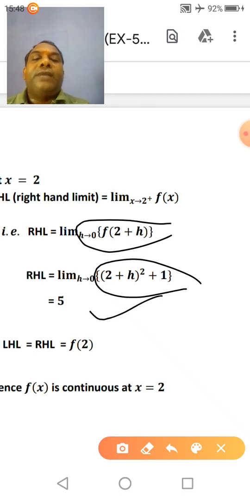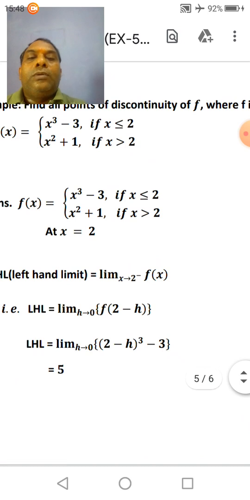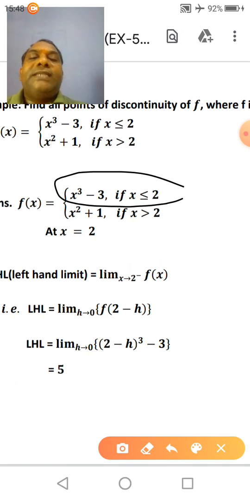You can also find the functional value. To find the functional value, you have to consider the function where x = 2. So f(x) is x^3 - 3 when x = 2. Clear?